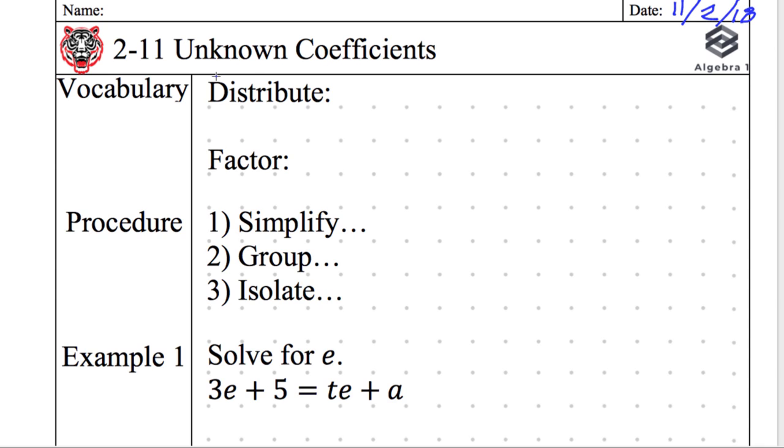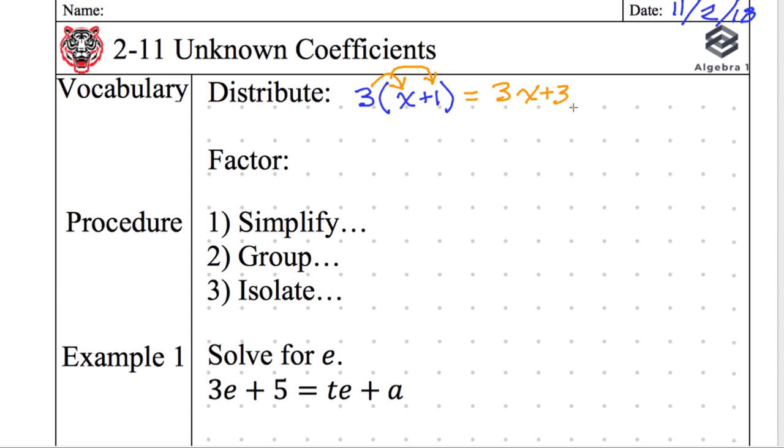All right, so let's start off with vocabulary. Distribute, we know what that means. Let's go ahead and just do a picture for distribute. If you have a number like 3 and then you have x plus 1, distribute means you are multiplying that 3 by this x, 3 times that x and 3 times that 1. That is what it means to distribute. And when you do that, you get 3x plus 3.